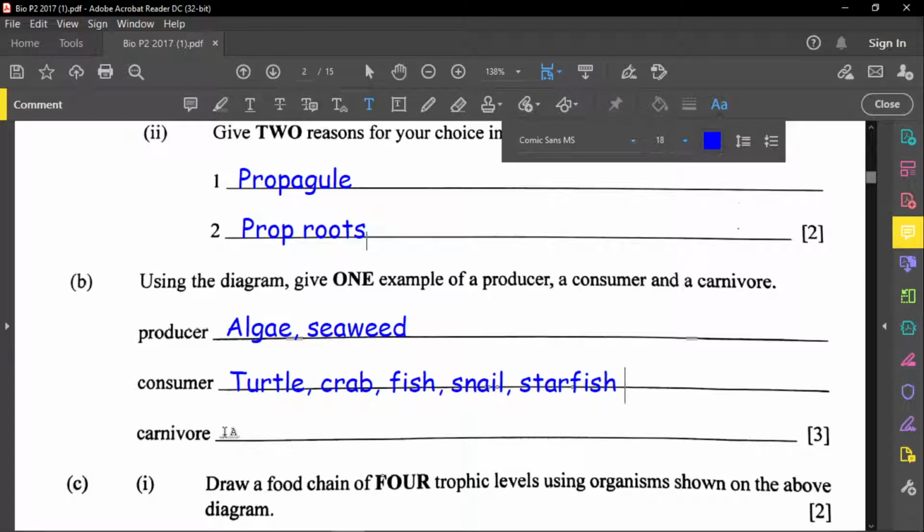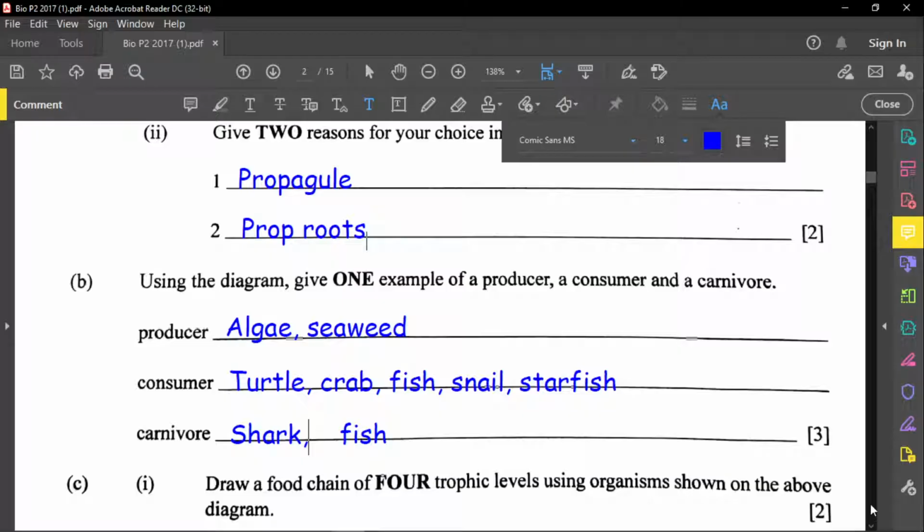So to be a carnivore, the two obvious ones in the diagram there will be the shark. The shark will be one, and the fish also is a carnivore. All right, so the fish could also be another one because the bigger fish could eat smaller fish. All right, so those are the possible answers there.